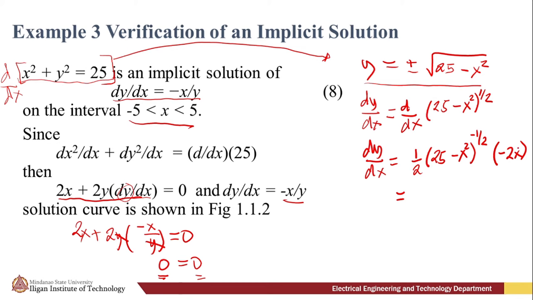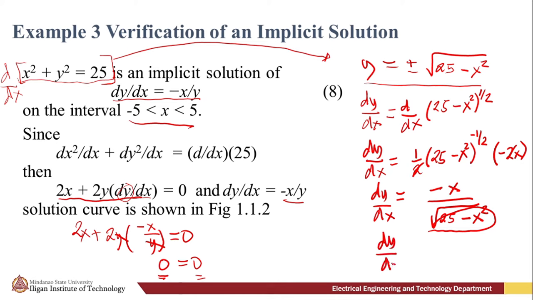Simplifying, we cancel the 2. Then we have negative x over the square root of 25 minus x squared equals dy over dx. If you remember, the square root of 25 minus x squared is your y. Then we substitute it back. dy over dx is just equal to negative x over y.